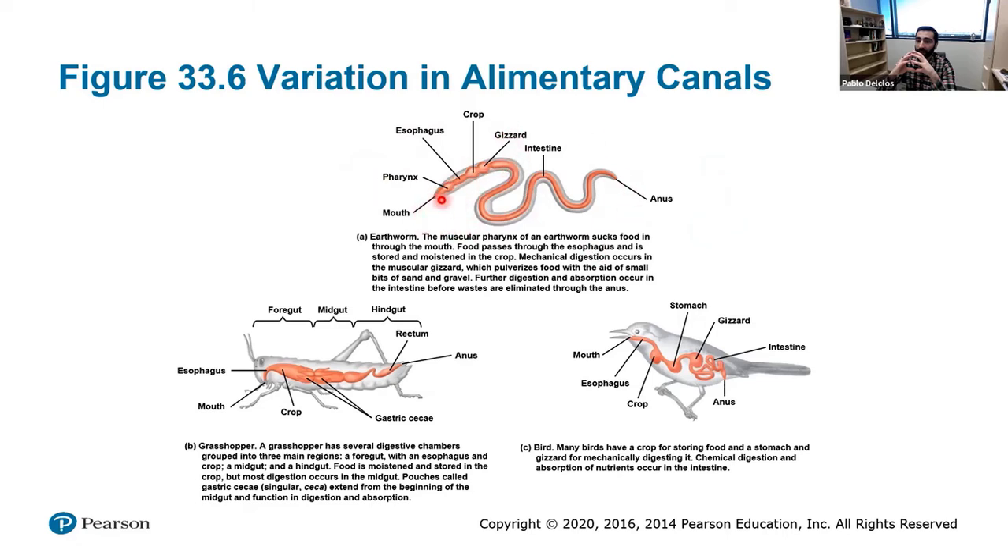Things enter the mouth, the pharynx will grind things up. It passes through the esophagus and into the crop and gizzard, where things get broken down more. And then you're entering the intestine, where everything has been broken down as much as it's going to be. And in the intestine, the job is to absorb those nutrients.